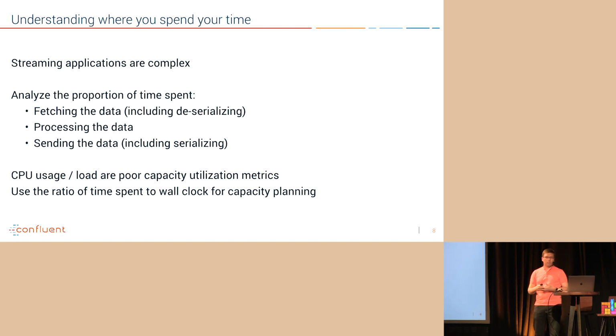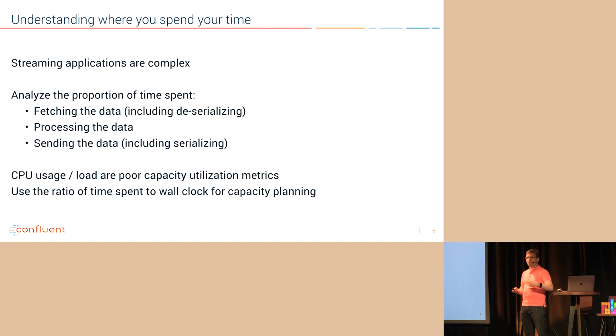So the way I like to think about how you're spending your time is to divvy it up into 3 portions. The time you're fetching the data, including deserializing the data; the time it takes to process your data, including your own application code. In this case, I would also include all the RocksDB and compaction and merging. And then sending the data, which includes serializing. And this way it helps you understand where your bottlenecks are.